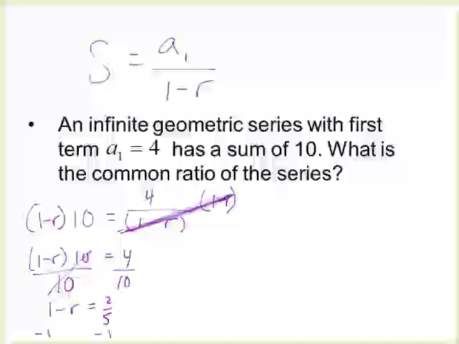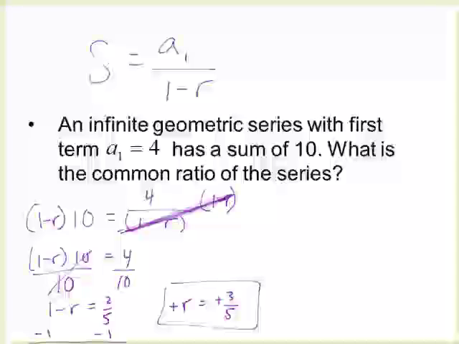Then I'm going to subtract 1. So that gives me negative r is negative 3/5. Which, dividing by negative 1, means r must be 3/5.